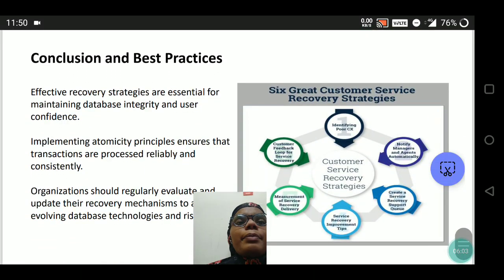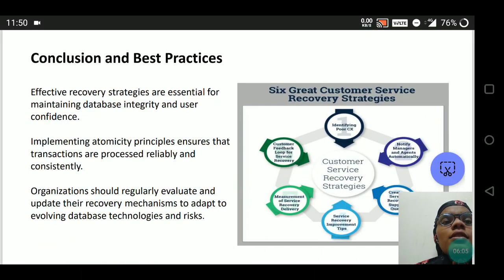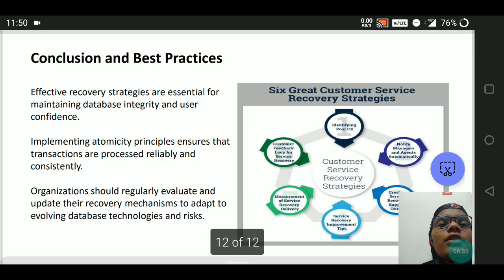Conclusion and best practices. Effective recovery strategies are essential for maintaining database integrity and user confidence. Implementing atomicity principles ensures that transactions are processed reliably and consistently. Organizations should regularly evaluate and update the recovery mechanism to adapt to evolving database techniques and risks.